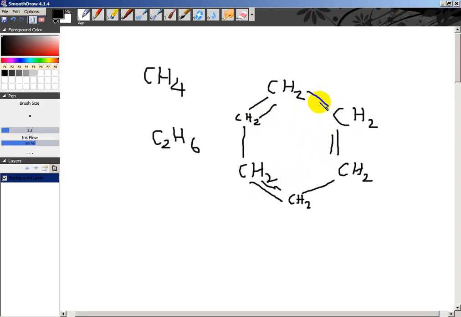This has double bond, single bond, double bond, single bond, double bond, single bond. This is the benzene structure. We can also write benzene this way, as a hybrid structure. So we understand benzene is a hydrocarbon, a carbon and hydrogen containing compound. Sorry, this is the resonance hybrid structure of benzene.